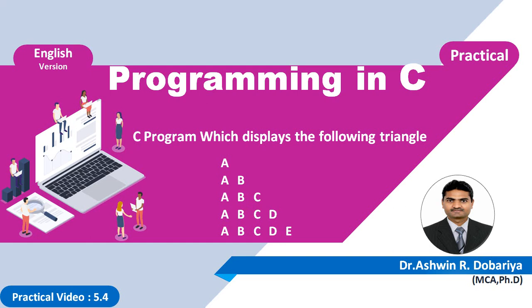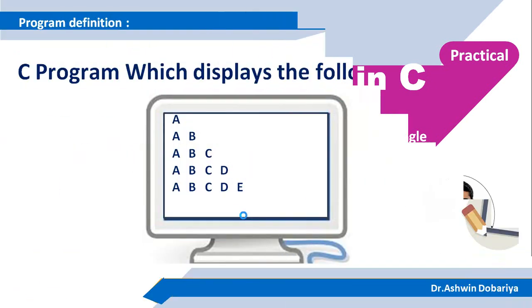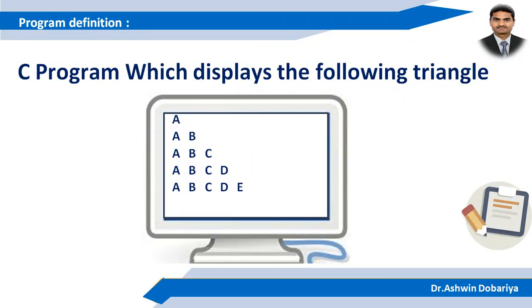In this video we will discuss a left aligned triangle, or a pyramid of characters. This is the character triangle we will display in this program. Let's think about the logic of this program. In these triangle programs we have to display the characters like capital A, then AB, ABC, ABCD, ABCDE. In that way you can enlarge this triangle.